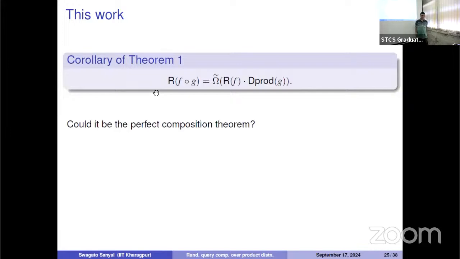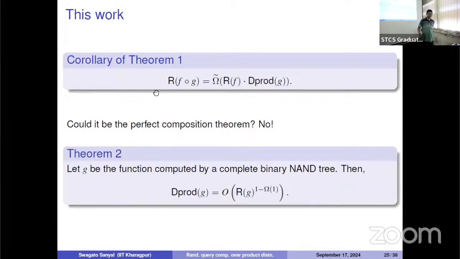Now, could it be the perfect composition theorem? Can it be the case that for every G the mu that maximizes D mu of G is always a product distribution? One may think that in a product distribution, varying one variable tells you nothing about any other variable, so maybe the hardest distribution is always a product distribution. Not true. We exhibit a function which witnesses a polynomial separation between D prod and R.